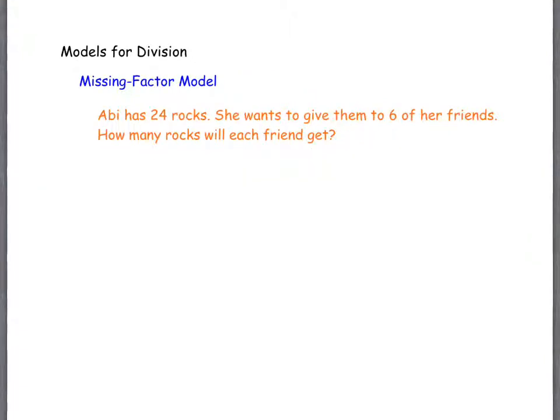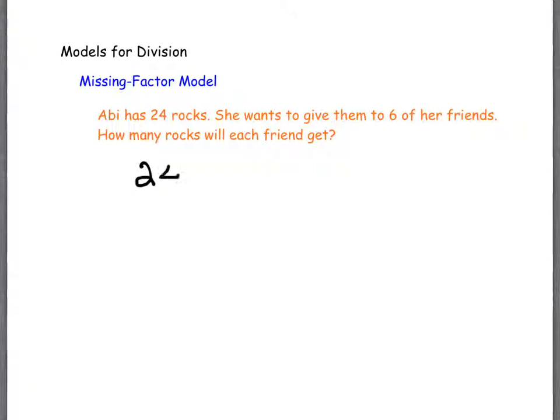All right, there's also a couple other models here. The missing factor model. So Abby has 24 rocks. She wants to give them to 6 of her friends. How many rocks will each friend get? So the question's not asked any differently. It's the way that you show the modeling of the illustration that looks different.